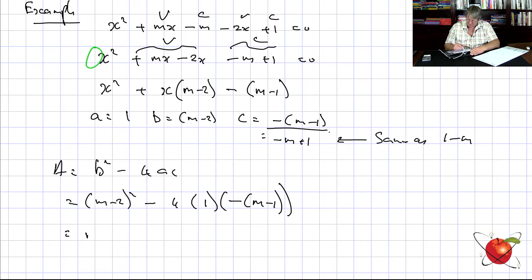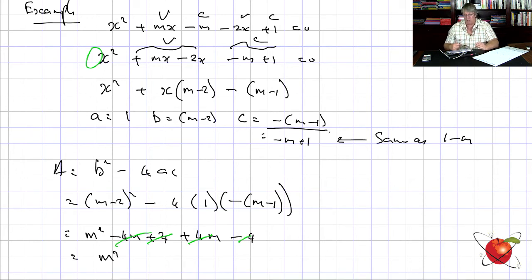Let's simplify. This is going to be m squared minus 4m plus 2. And over here, this is going to come out to be minus times that is plus 4m minus 4. Let's have a look what happens. Oh, hold on. That's a 4. So let's just have a look what happens. The 4 cancels out. The 4m cancels out, doesn't it? So we are left with delta is equal to m squared, right? Which basically means it's a perfect square, right?